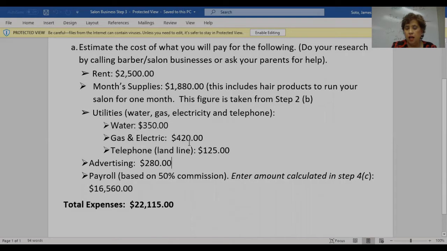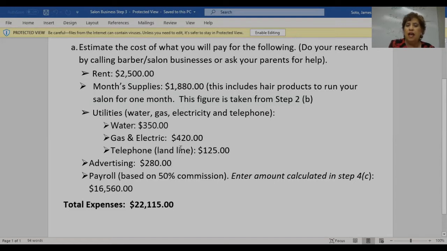Gas and electric, my salon owner says that in the summer it's about $500, in the winter about $420 a month for both of those, because in the summer you're using more of the cooling system, your air conditioning. It tends to go a little higher, but just take an average. None of these will be incorrect, you guys, unless you put $10, because that would be so not real. But anything that you can research, if you Google water for a salon business average, it would probably give you some information.